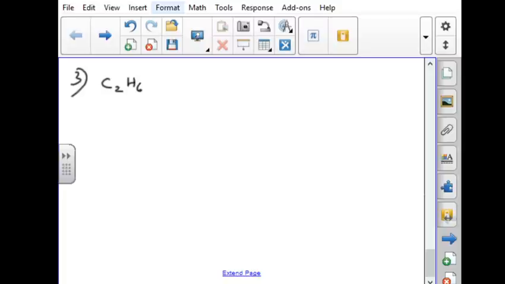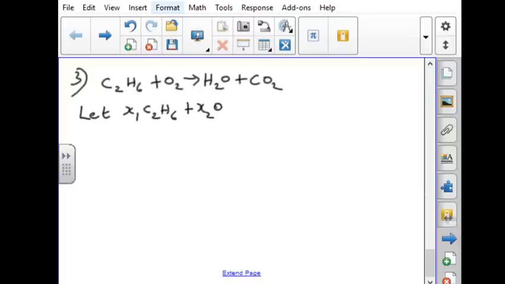C2H6 plus O2 gives H2O plus CO2. So here we will take, let x1 C2H6 plus x2 O2 gives x3 H2O plus x4 CO2. So now we are going to frame equations.